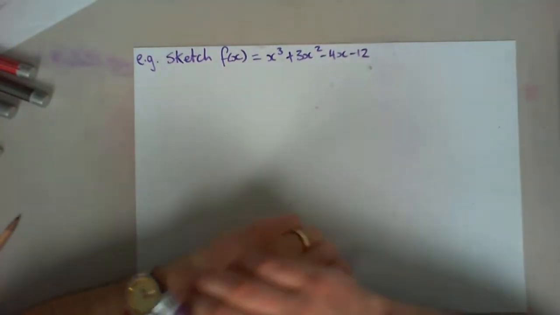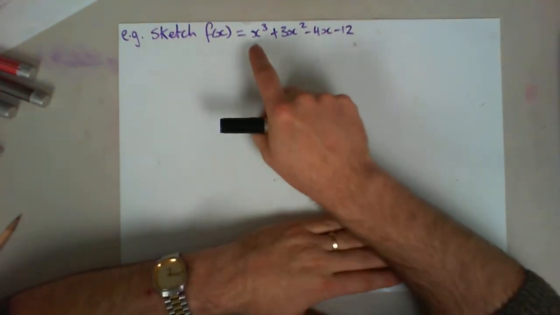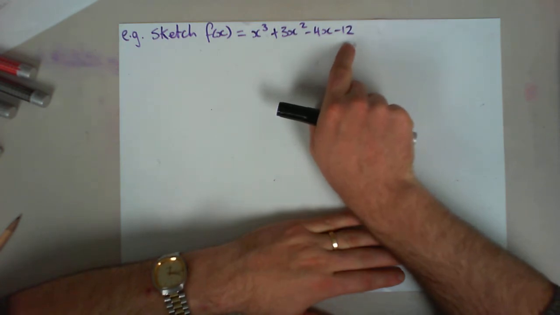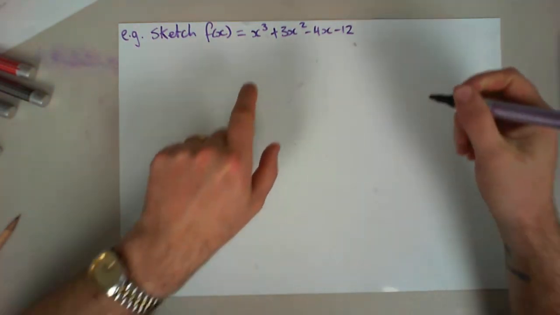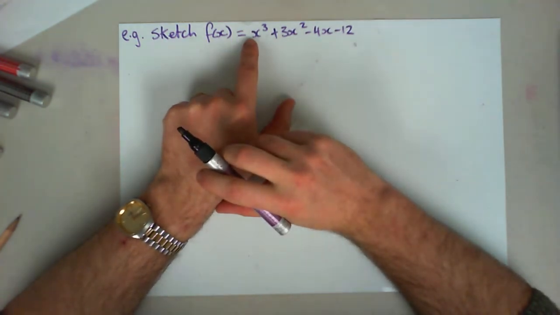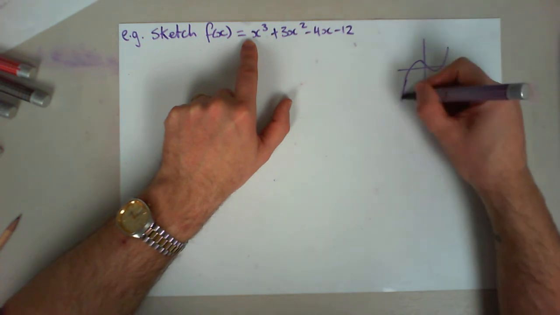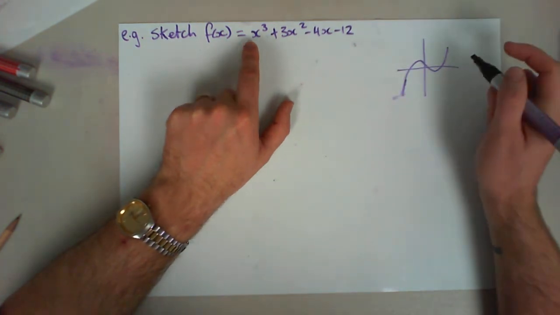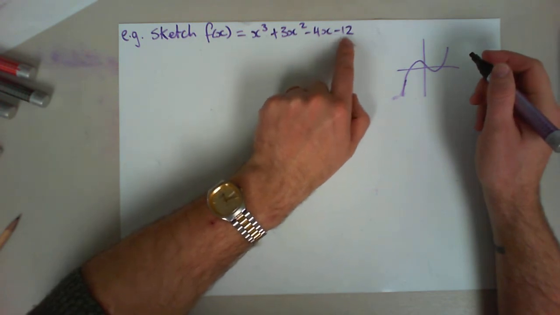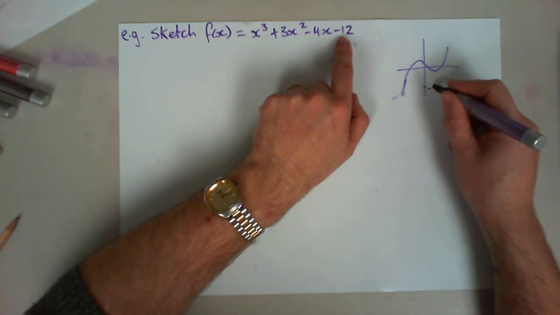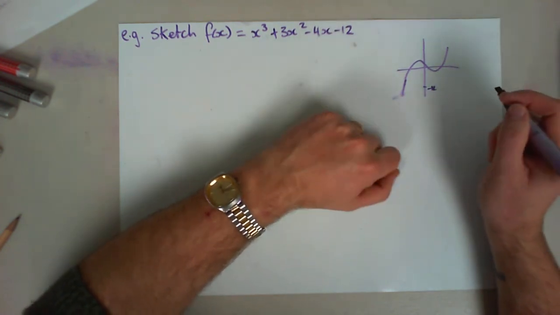We need to actually sketch one of these though. Think about what we could have to do. We need to sketch f of x equals x cubed plus 3x squared, take 4x, take 12. What do we know here? Since this is a positive, we know our shape is going to be something like that. And we know our y-intercept is negative 12. I haven't drawn it very well here, but our y-intercept is going to come through at negative 12 here. That's all we know so far.